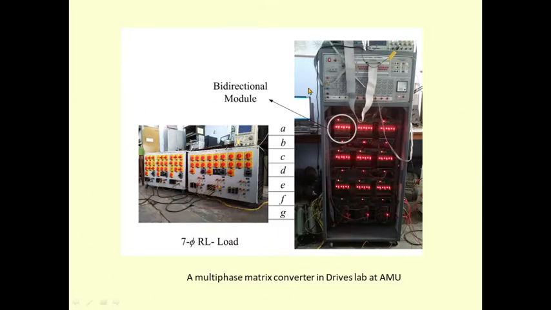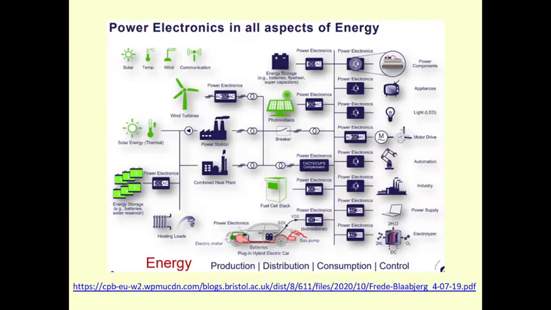Now this is the matrix converter prototype that is in our laboratory at AMU. If anybody wants to take a look, feel free to go to the drives lab and see it. Right now there is no one working on it, but maybe in the near future somebody will. We have a large load over here. This is a multi-phase matrix converter, basically. That means the input side is 3 phase and the output side is 9 phase. We can go up to 9 phase.